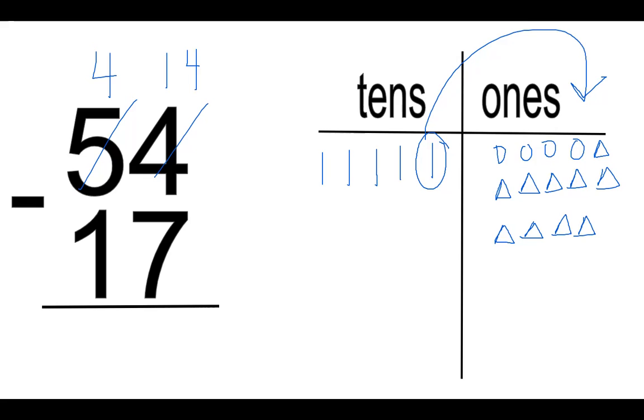Now I can take 7 away. 1, 2, 3, 4, 5, 6, 7. How many do I have left? I have 7 left. I'll put the 7 in my ones place. Now I'm going to take 10 away from 40. How many tens do I have left? 1, 2, 3. 37.